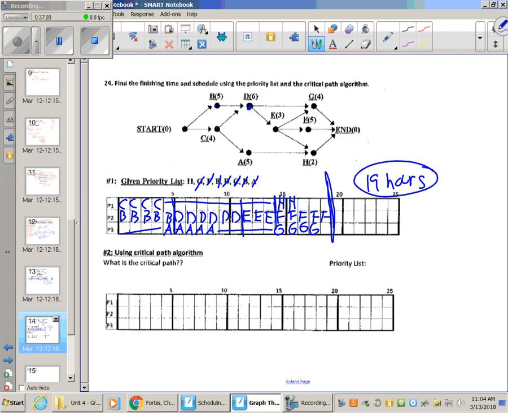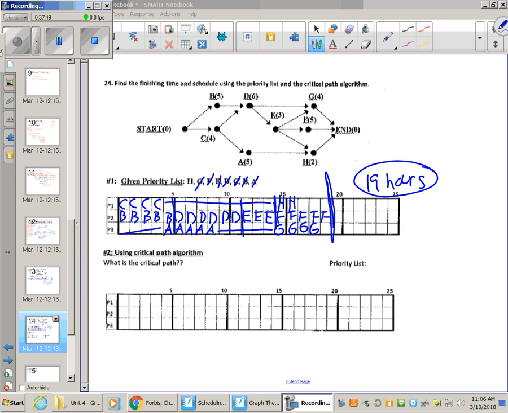Okay. So that was kind of hard. That was kind of hard as far as it goes, but you won't get one quite that confusing on the test. The test will be much like the one kind of down below it here, number 2, with 24. Finding the critical path, finding your own priority list, that kind of stuff. So let's go ahead and go through that one together.